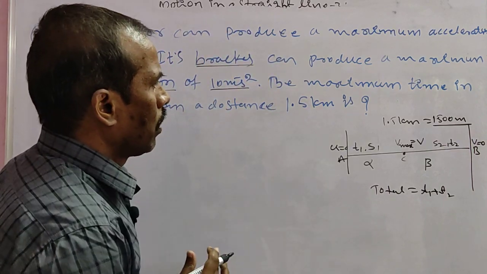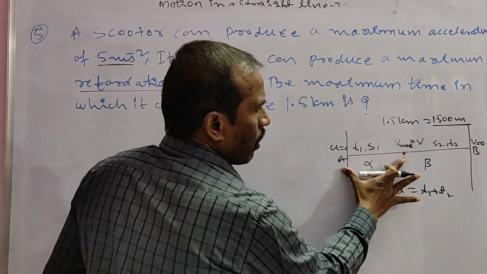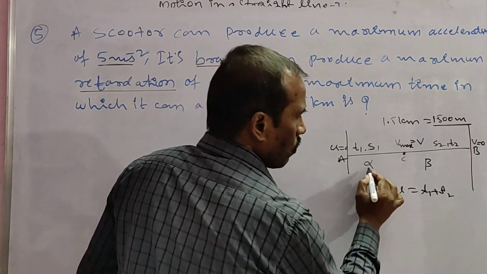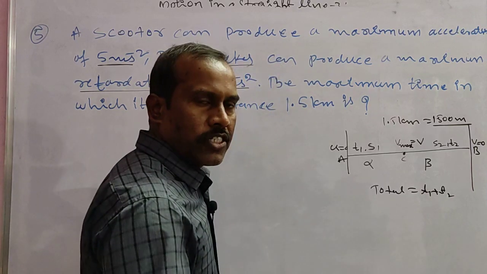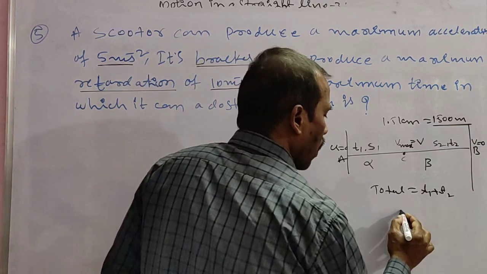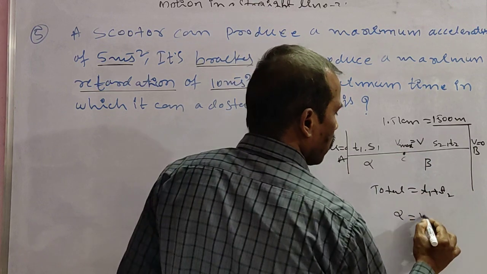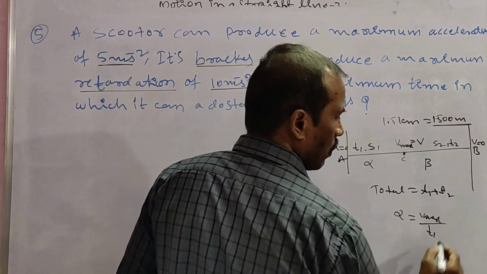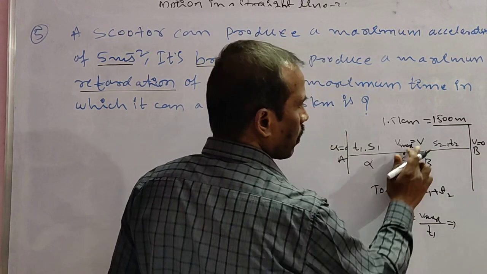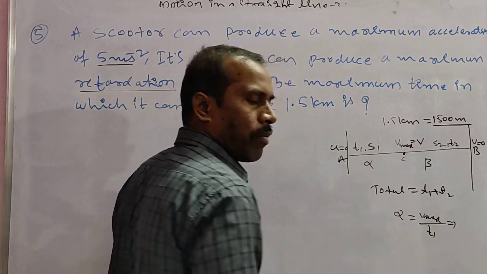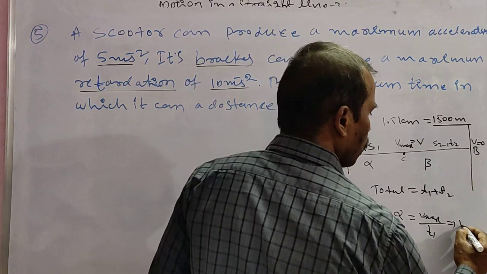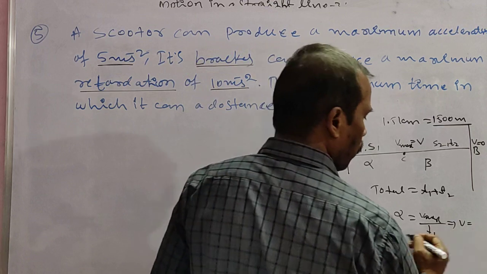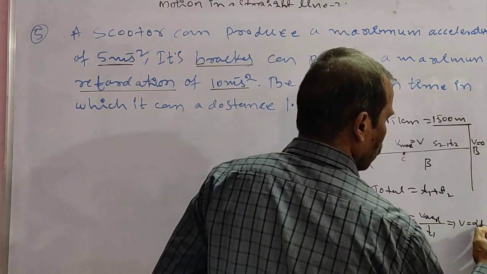According to this formula, velocity time, and this is a maximum velocity. Here alpha is nothing but acceleration. Acceleration is equal to maximum velocity by the first time T1, where maximum velocity is V. So V is equal to alpha T1.